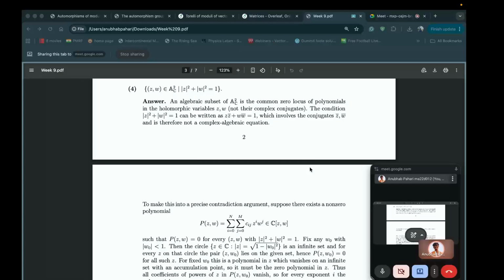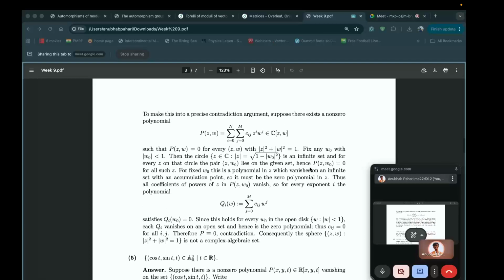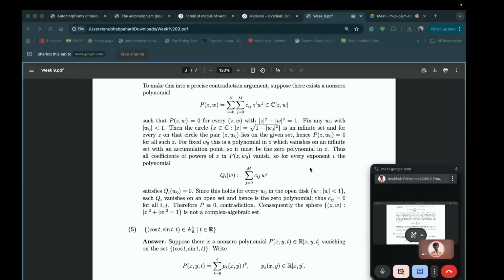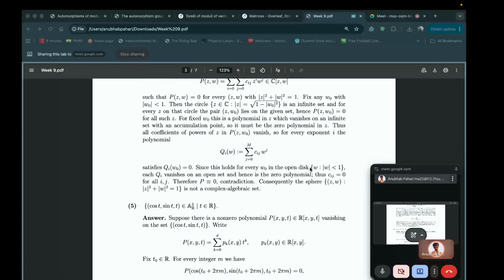Now fix any w_0 with mod w_0 less than 1. Then the circle in C with mod z equal to the square root of 1 minus mod w_0 squared is an infinite set, and for every z on that circle the pair (z, w_0) lies on the given set. Hence p(z, w_0) equals 0 for all such z. For fixed w_0, this is a polynomial in z which vanishes on an infinite set with an accumulation point, so it must be the zero polynomial in z.